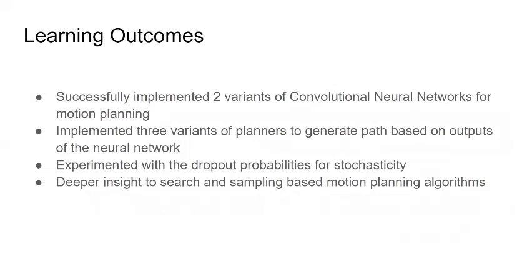In this way, throughout this second guided project, we explored the application of deep learning for imitating classical motion planning algorithms. We implemented 2 variants of convolutional neural network and tested 3 variants of planners for predicting a feasible path from start location to goal location.